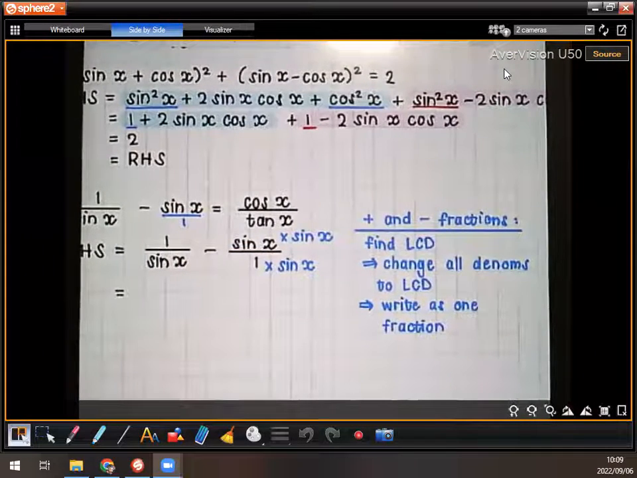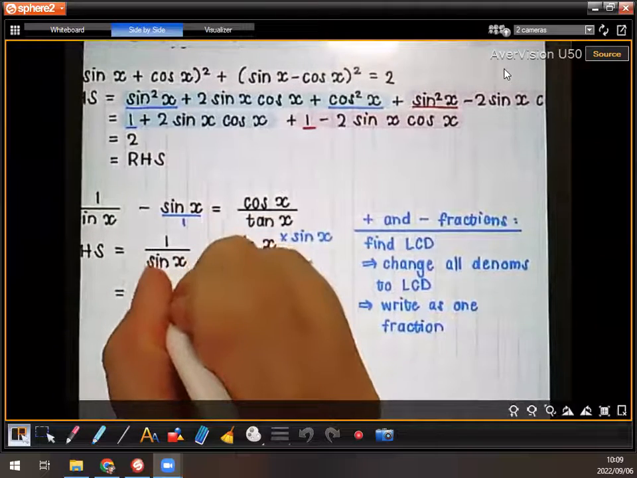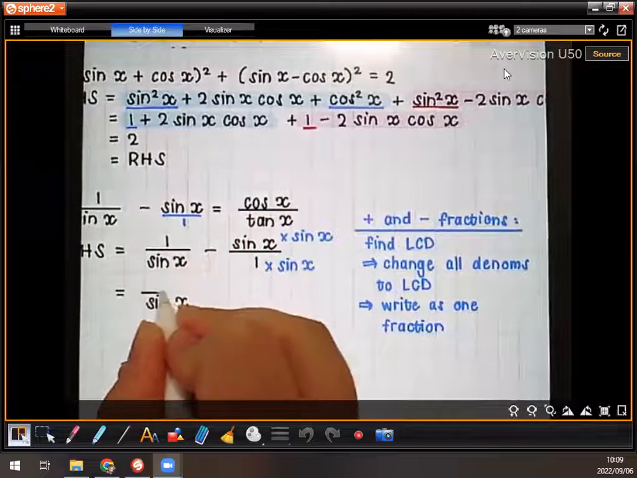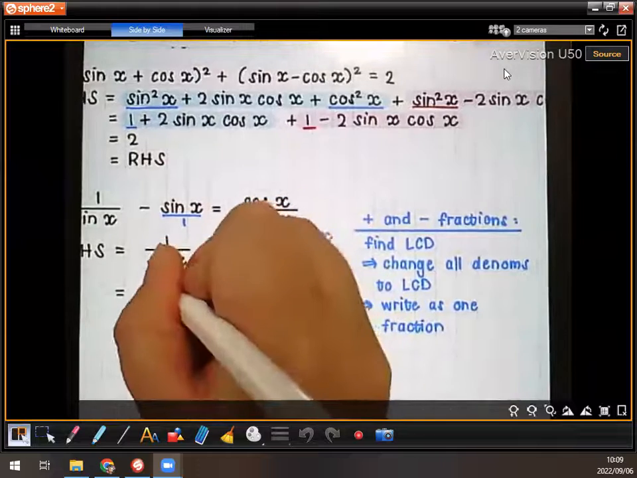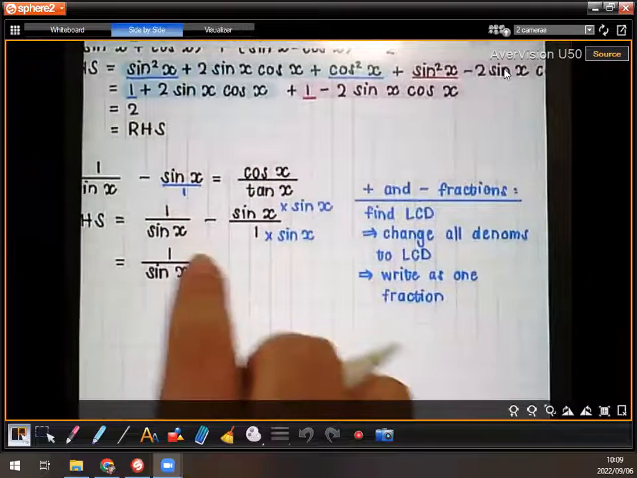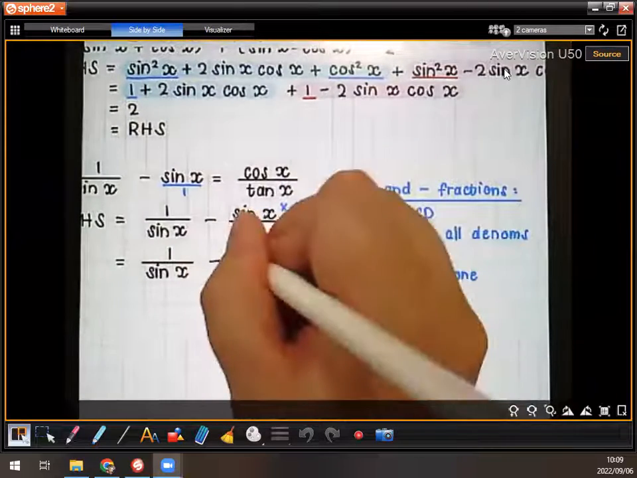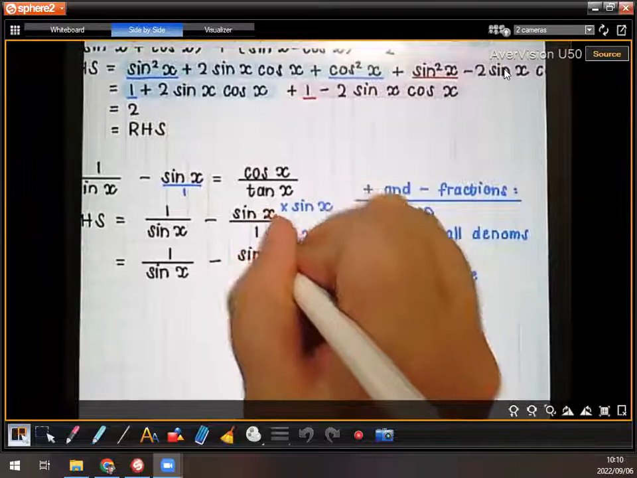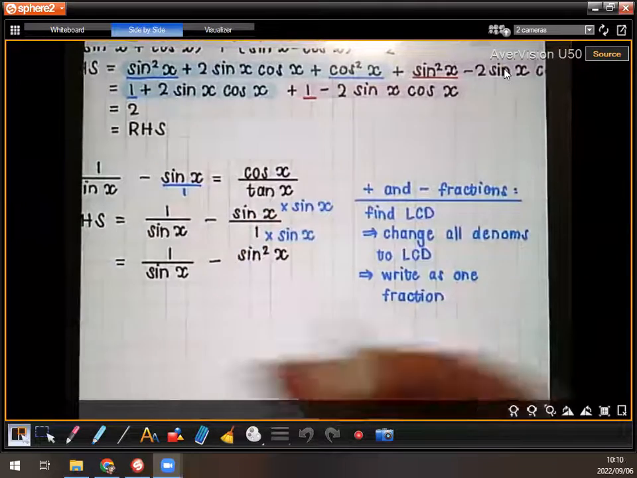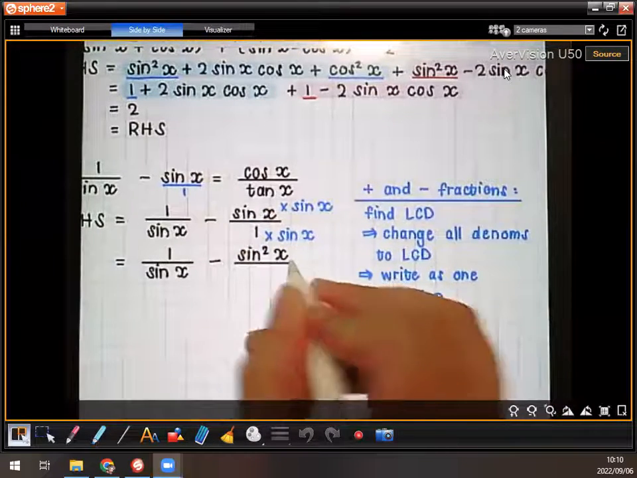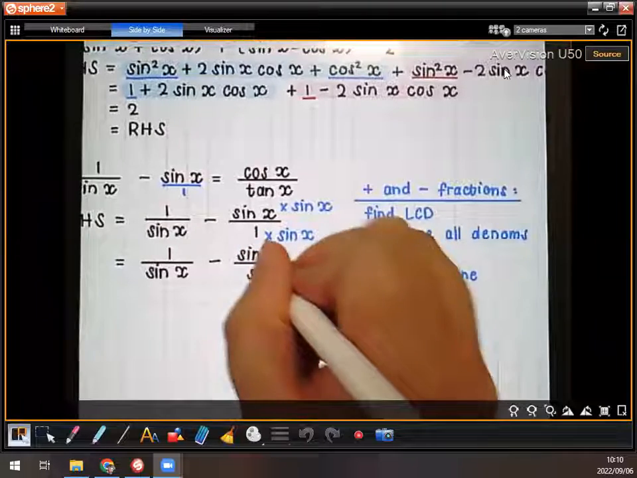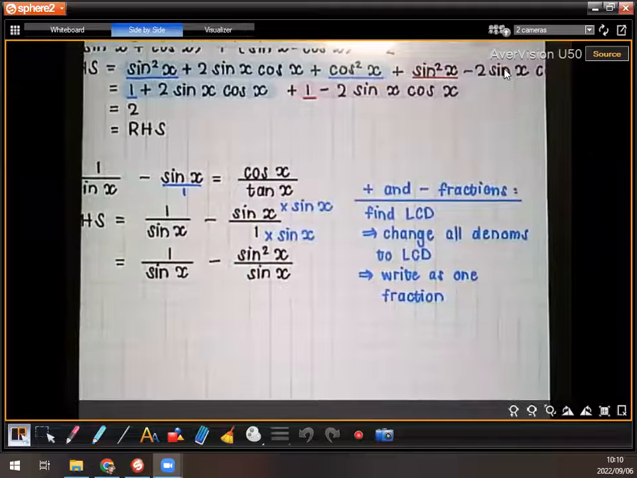Now, I'm not going to put it together as one fraction yet. I'm actually first going to do that multiplication. But if you feel comfortable enough, you could skip this step that I'm writing down now. 1 over sin x. Again, that one is already over the LCD, so I don't have to change that first one. Minus, now at the top I have sin x times sin x, which is sin squared x, right? Over sin x. Okay, so that's the second step here.